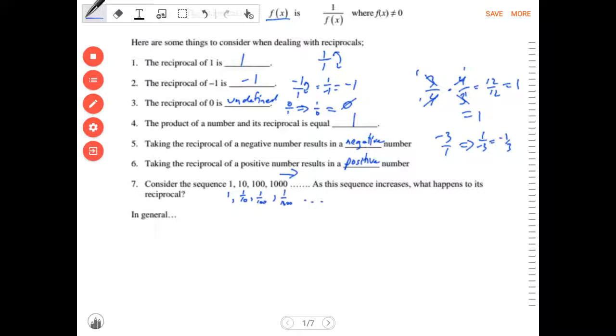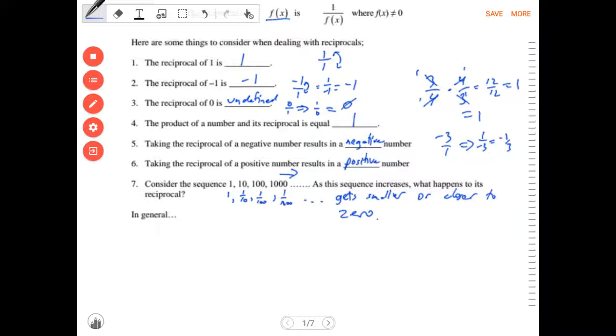etc. So the reciprocal is getting smaller. As the sequence gets bigger, the reciprocal gets smaller. So it gets smaller. Wow, that's terrible writing. I'm so sorry. It gets smaller or closer to 0.